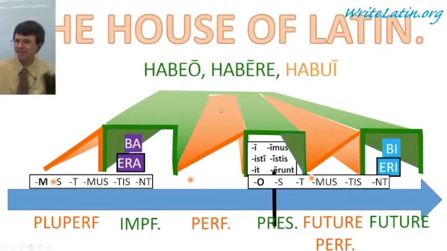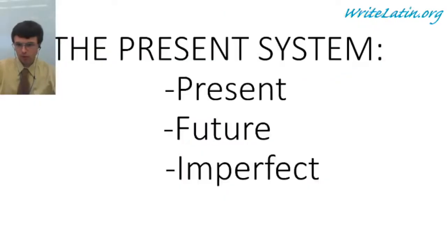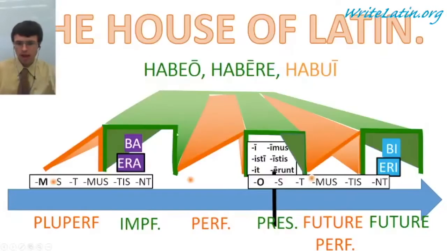All right, but what is the imperfect tense? Well, this is the house of Latin. These are the 6 tenses of Latin. Okay, what was the present system? The present, the future, and the imperfect. All right, and you can see that present is in green, the imperfect is in green, and the future is in green. So all of these are what I would call the stable regular tenses. And so these are the stable tenses of the house of Latin.